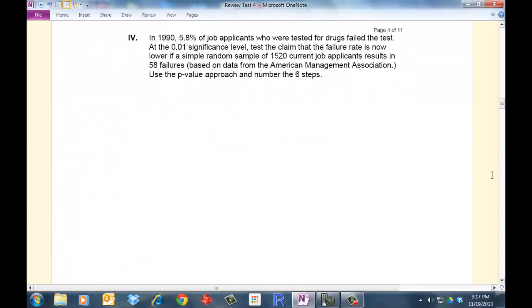Next question. In 1990, 5.8% of job applicants who were tested for drugs failed the test. So around 6% of the people who were drug tested actually failed. At the 0.01 significance level, test the claim that the failure rate is now lower if a simple random sample of 1,520 current job applicants results in 58 failures.